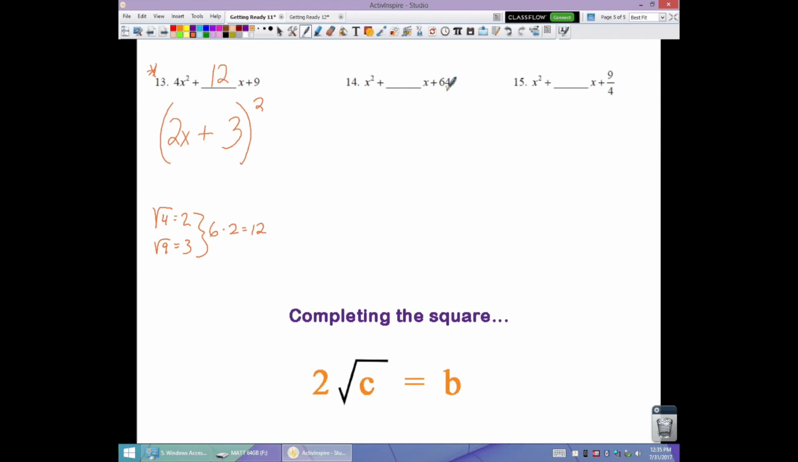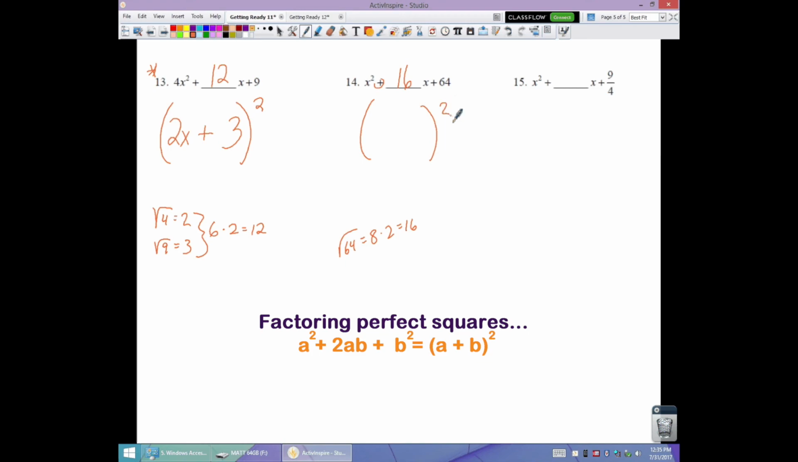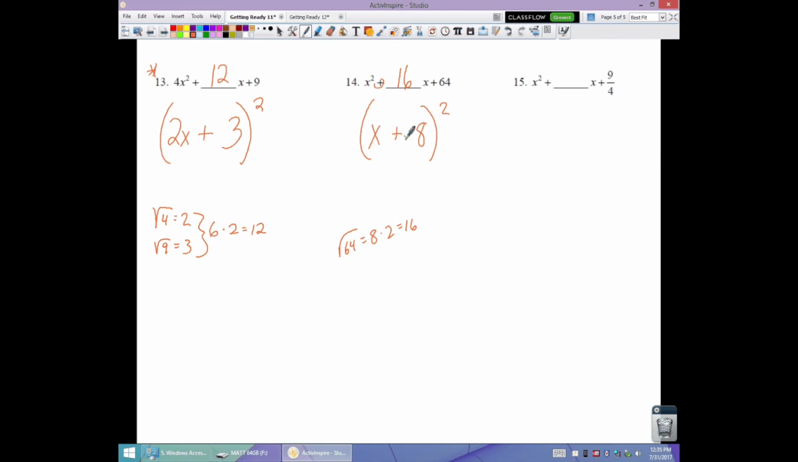All right, square root of 64 is 8. I want positive 8 because this is positive. Double that is 16. Back to factored form the easy way. Square root of x squared is x. Square root of 64 is 8. Positive because of the plus sign.